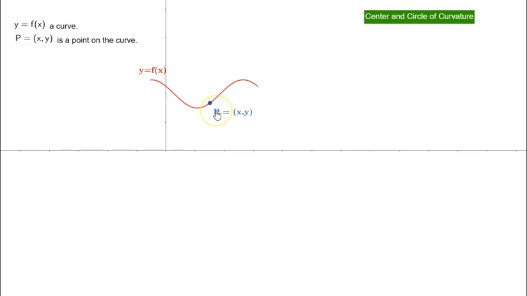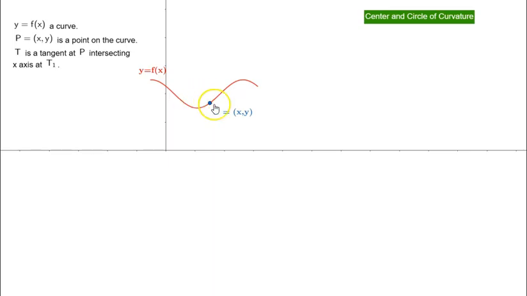Let us look at center and circle of curvature. In the previous session, we have already looked at curvature and radius of curvature. We are given a function y is equal to f of x, a curve. Let's take a point P on the curve. Let its coordinates be x, y.